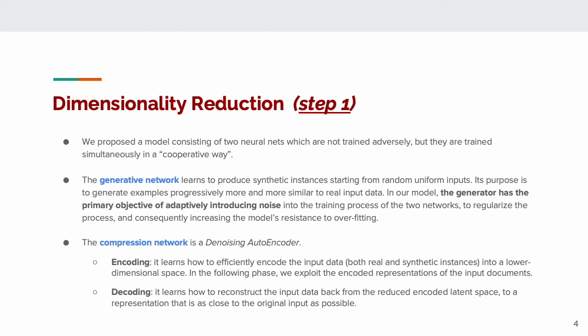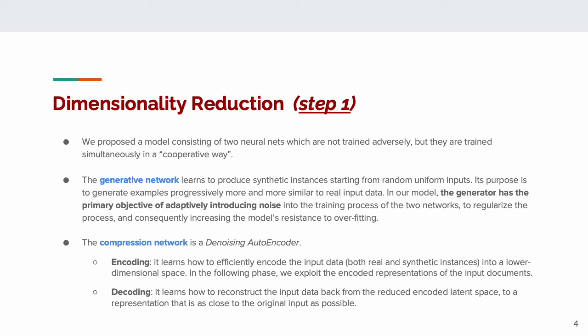The generative network learns to produce synthetic instances starting from random uniform inputs. The goal of this network is to generate examples more and more similar to real input data. In our model, the generator has the primary objective of adaptively introducing noise into the training process of the 2 networks, to regularize the process and consequently increase the model's resistance to overfitting.